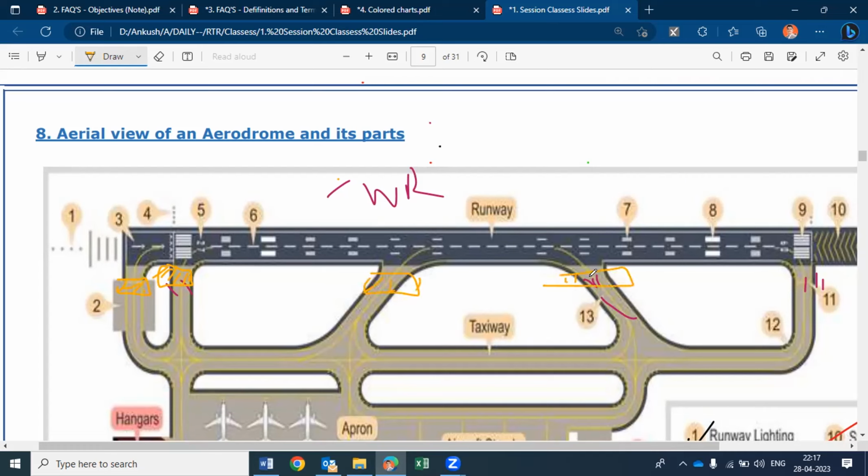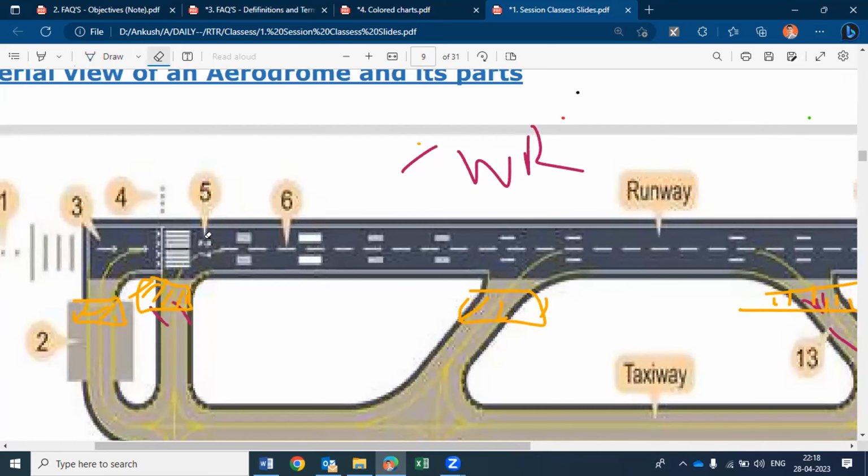So if ATC asks you to hold short runway 27, this is runway number 27. If this is visible to you on screen, is that visible to you guys? This is runway 27. So if ATC asks you to hold short runway 27, what does it really mean? You need to stop your aircraft here only on the runway holding point. Is that clear to you?